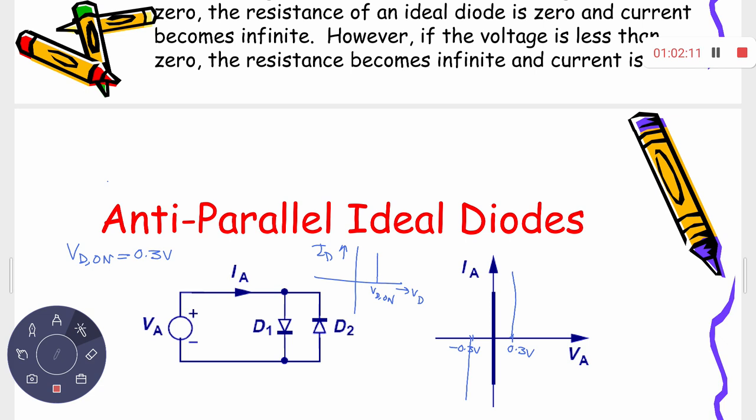Between minus 0.3 and plus 0.3, what happens? Suppose your applied voltage is minus 0.2. Obviously for diode D1, if anode voltage is less than the cathode voltage, D1 will be off. For D2, the anode voltage should be greater than the cathode voltage by 0.3, or here the cathode voltage should be greater than the anode voltage by 0.3. If it is only minus 0.2, that is not sufficient to make D2 on. D1 should be off because it cannot have any negative voltage. It should be positive, and that positive voltage should be greater than 0.3 volts.